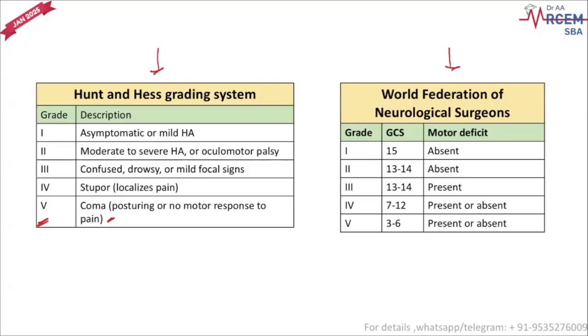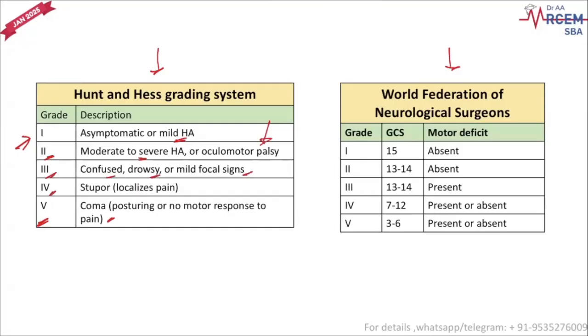So grade 1 in Hunt's classification is mild headaches, or they will be remaining very much asymptomatic. You're picked up at a very early stage here. Moderate to severe headaches, anyone having that, it is a grade 2. Sometimes there might be a third cranial nerve, that is oculomotor palsy, present with it. In grade 3, the patient has low GCS. Sometimes focal neurological signs also might be seen.